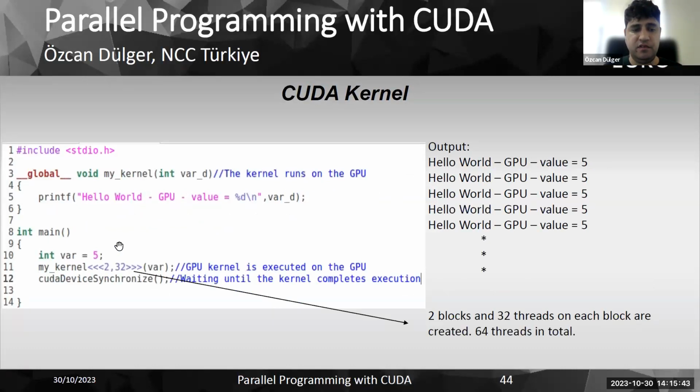Here in this example, we create 2 blocks and each block consists of 32 threads, so 64 threads in total. And the output is like this one. For 64 threads, execute this command.